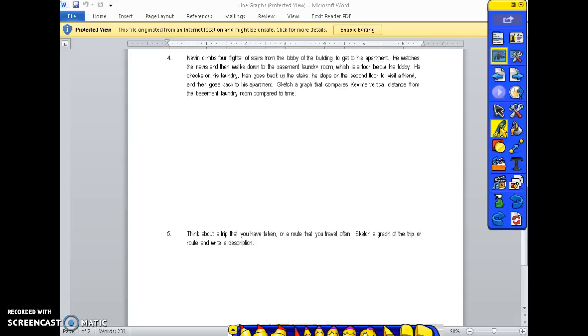So we're comparing distance and time. Where he is depends on how much time has passed. So we have to label our y-axis distance and our x-axis time. We're comparing the distance he is from the basement laundry room compared to time. So whenever y is 0 right here, that is going to be the basement.